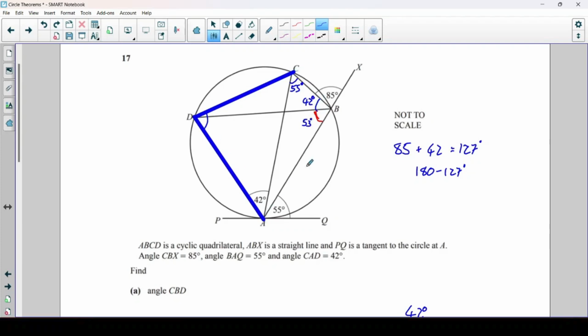And then for this cyclic quadrilateral to work, I need all of this angle here. So 42 add 53 is 95 degrees. I realise I could have figured that out a lot quicker by doing 180 take away 85. Never mind. And then these opposite angles in a cyclic quadrilateral add up to 180. So 180 take away 95 is 85 degrees.